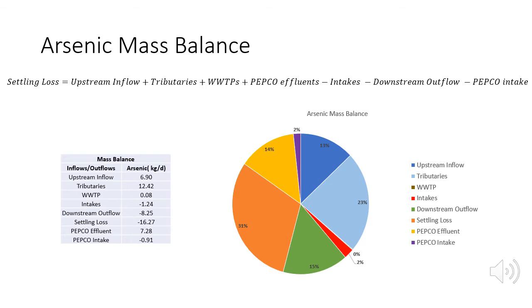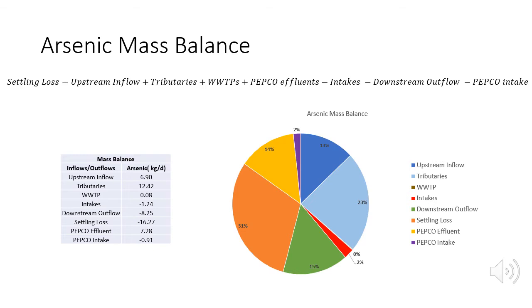This slide shows the results of my arsenic mass balance in surface water. One of the things that I had to compute was the settling loss, and I did this by summing the mass of arsenic from the upstream inflow, the tributaries, the wastewater treatment plants, and the PEPCO effluent. And then I subtracted from that the mass of arsenic being removed from the water intakes, the downstream outflow, and the PEPCO intake. You can look at the chart on the left, that's the numerical loads, and then the pie chart on the right just displays the percentages of loads.